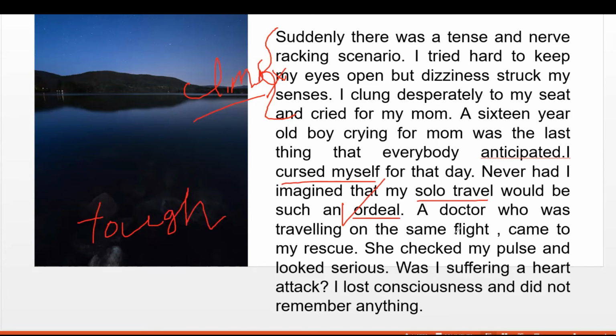A doctor who was traveling on the same flight came to my rescue. She checked my pulse and looked serious. Was I suffering a heart attack? I lost consciousness and did not remember anything. So, this is the climax where everything goes absolutely without your plan, and you don't remember anything because you have lost consciousness.